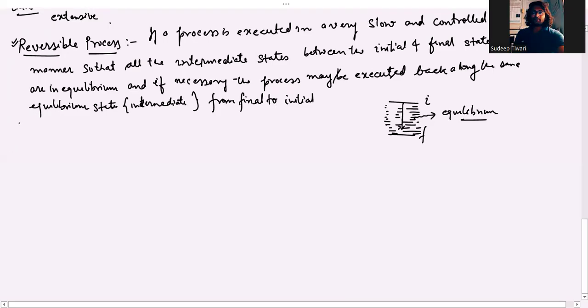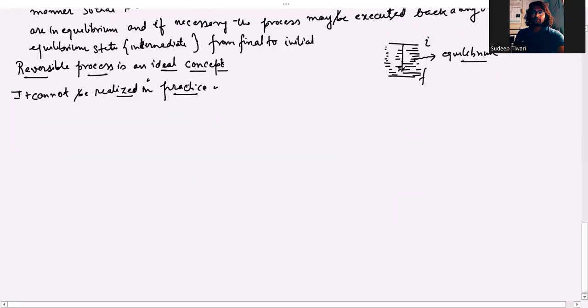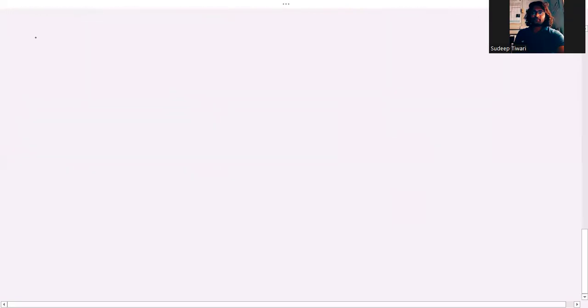Okay. Now, always remember that a reversible process can never be realized in practice. So, reversible process is an ideal concept, and it cannot be realized in practice. This is something that you have to remember, and this is something that I'm going to derive for you. So just to derive it, I'm going to take an instance.